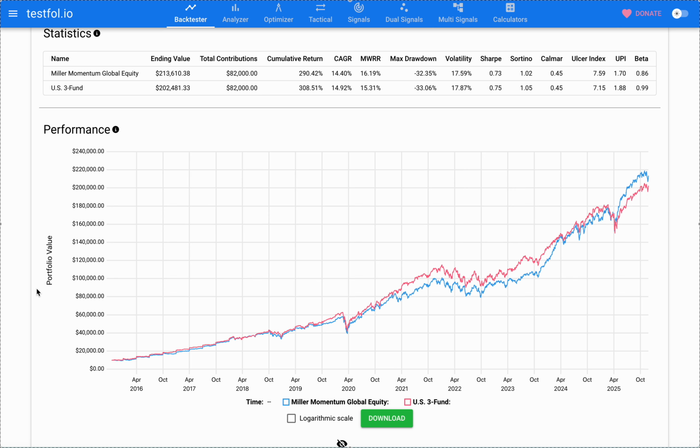And you are avoiding the risk geographically that the US 3 fund gives you, in that it depends on the US continuing to bump up its GDP and other economic indicators. Miller Momentum Global Equity Strategy doesn't have that same geographic risk for you.